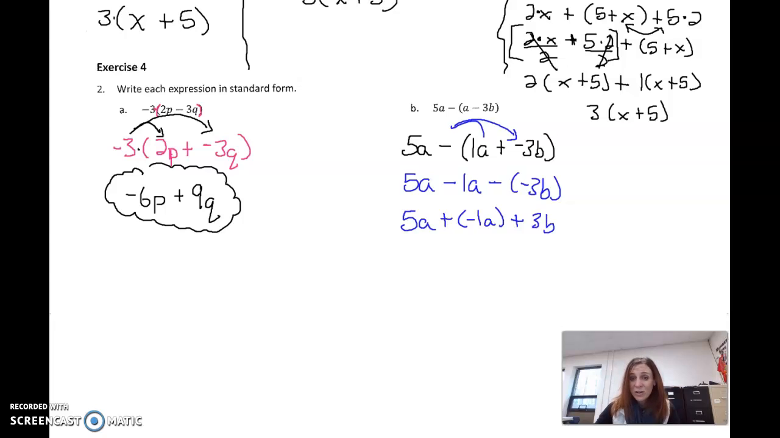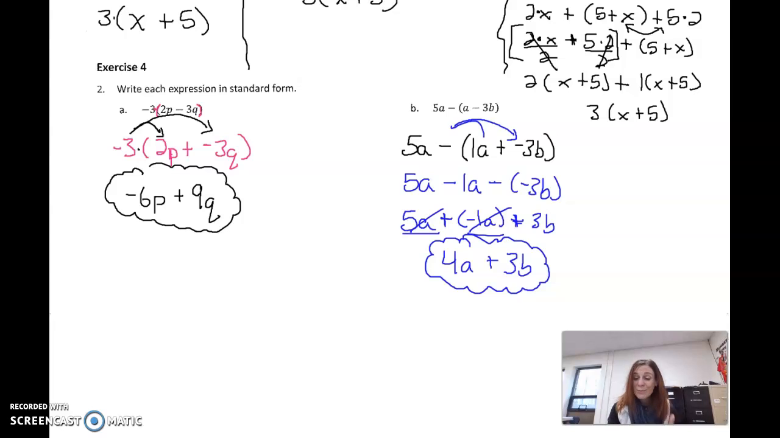Now combine your like terms. What are our terms? Look for your plus signs, right? If I have 5a's and a negative 1a, when I combine those, I get 4a's. That takes care of that term and that term. What term am I left with? 3b. So I'm going to go plus 3b. Do not add them together. They're not identical variables. And it's okay that our simplified answer has two terms in it.